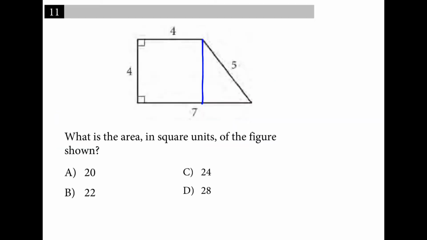If I draw a line here, number 11, to divide this into a square and a triangle, I know that this length is 4 and this length is 4, so this one must be 3. On the left side, I can take 4 times 4 is 16 for this area. Here I take 4 times 3 and I divide it by 2, so the area is 6. If I add those two areas together, I get 22.